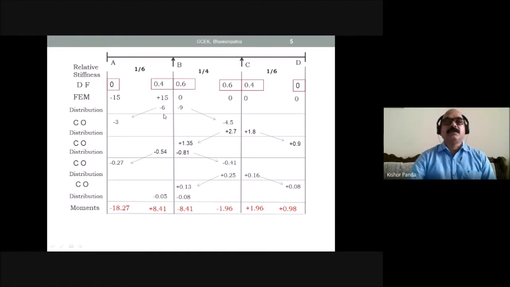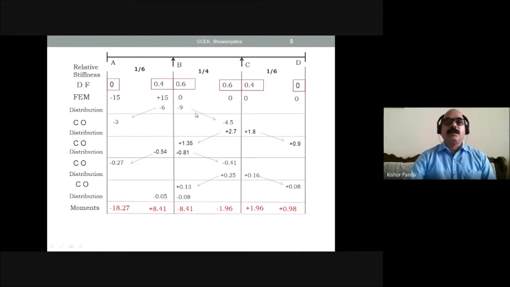So this is minus 6. Here also 15 into 0.6, 9. So you have to put in opposite sign, minus 9. So this is the balancing of the unbalanced moment, or distributing the unbalanced moment. Then the next step, you have to draw one line here.